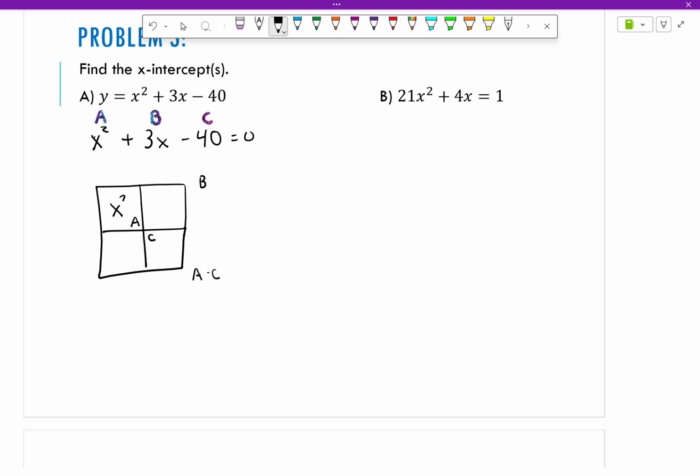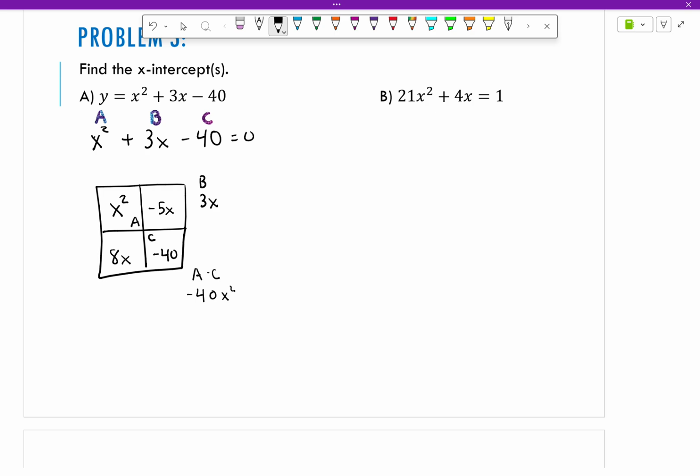So our a term is x squared, c term is -40, b term is 3x, and so x squared times -40 is -40x squared. And then I need to figure out a combination of numbers that would multiply to make the -40, but add or subtract to make the 3. So 8x times -5x gets me -40x squared, and 8x take away 5x is 3x. So now I have the correct combination.